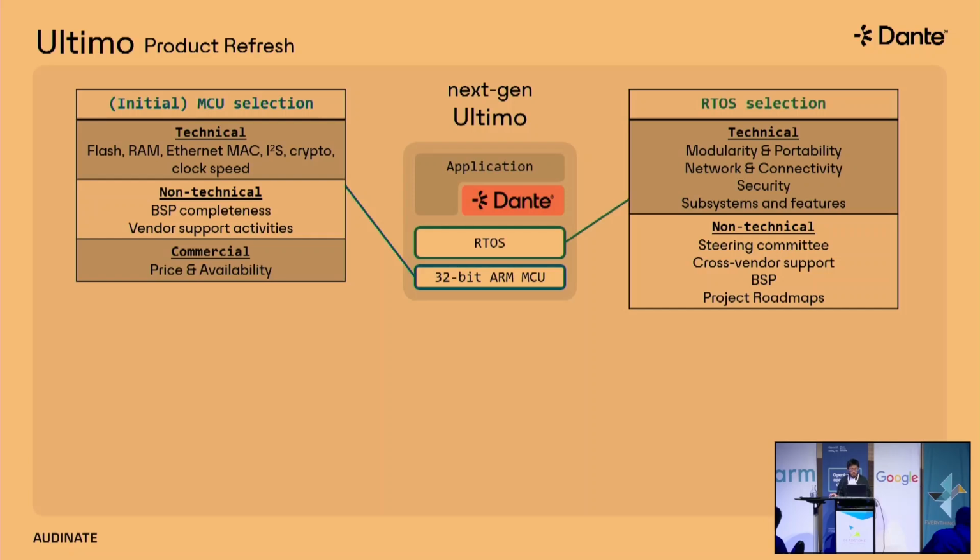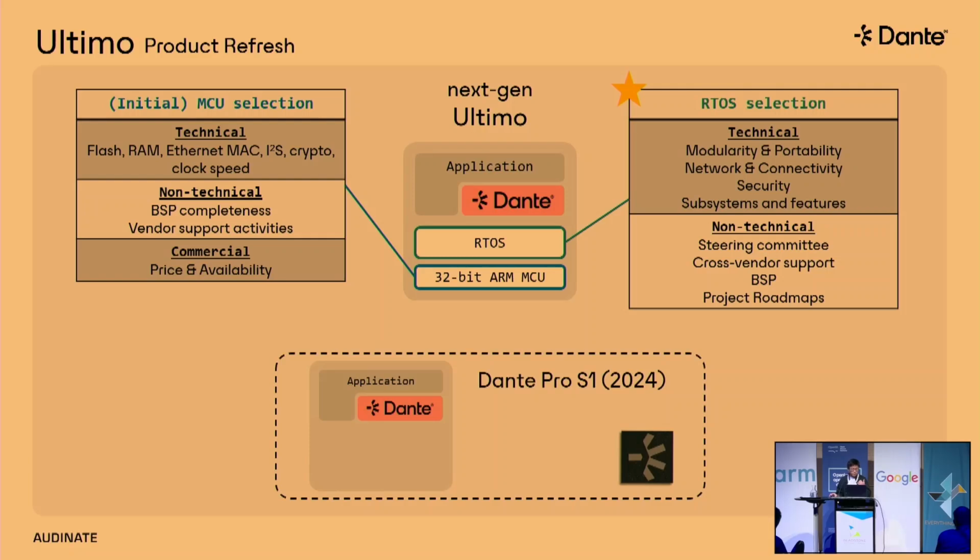Fast forwarding to 2024, we've recently come out with our first product based on the refresh, which is the Dante Pro S1. Different to what we had before for the Ultimo, this time we're running the Zephyr RTOS, and for the microcontroller, we're using an STM32 Nucleo H7. So this is very exciting. Now we want to look back at the process, the product refresh, the journey, and what made us decide we wanted to go with Zephyr: what the risks and benefits are, what went well, and what was challenging.